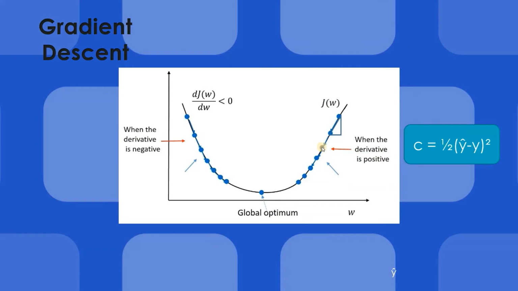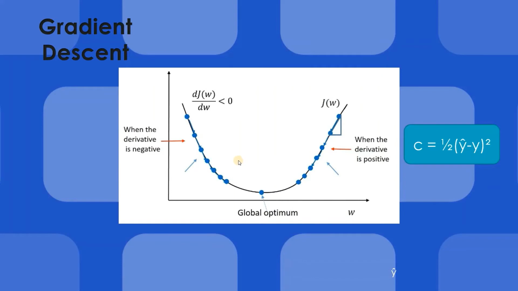And if you move to this point in the next step, you'll again calculate the tangent. This time the tangent is going to be positive. From this point on the right side of the curve, you'll see that the slope is always going to be positive. For a positive slope, you should move towards the left side, downhill. So again, you will move downhill towards the left side.